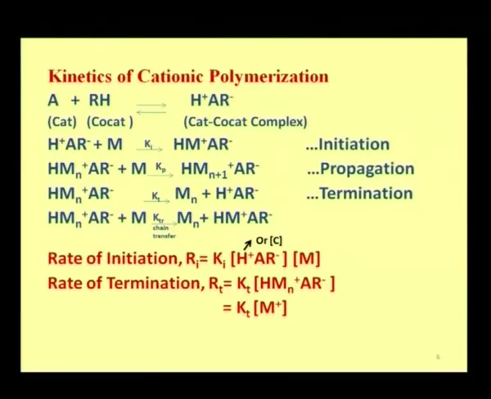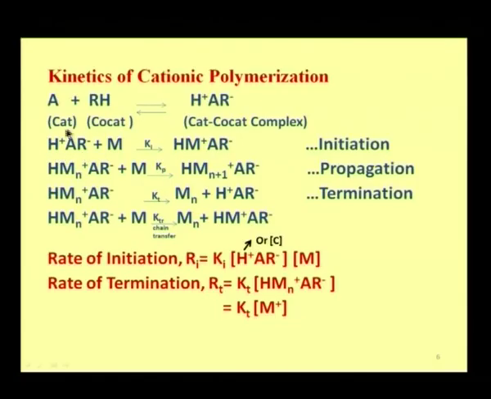Now coming to the kinetics of the cationic polymerization, let us consider A as the catalyst and RH as the co-catalyst, and they form a catalyst co-catalyst complex which can be represented by H+ Ar-. Initially we have to remember that in the case of cationic polymerization, a carbocation is involved in their formation, and how they are involved in the formation of the propagating chain and then finally a termination. Whereas in the case of anionic polymerization, it is the carbanion that is formed during the initial reaction, and then it involves itself in the propagation and finally the termination.